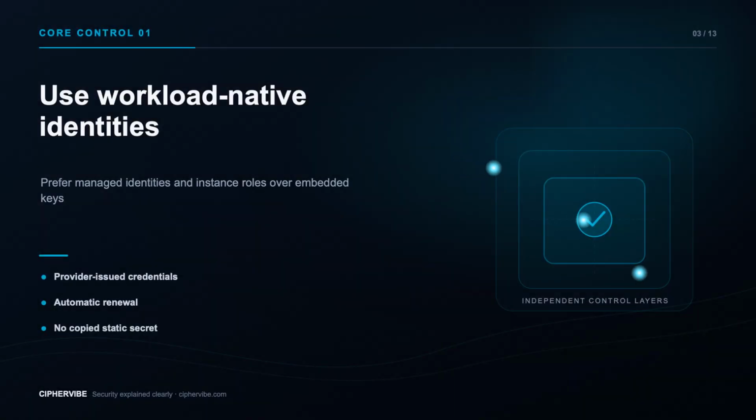The first building block is use workload-native identities. Use managed identities, instance profiles, workload identity federation, or service accounts that obtain short-lived credentials from the platform. This reduces key distribution, makes revocation practical, and gives policies a specific workload principal to evaluate.